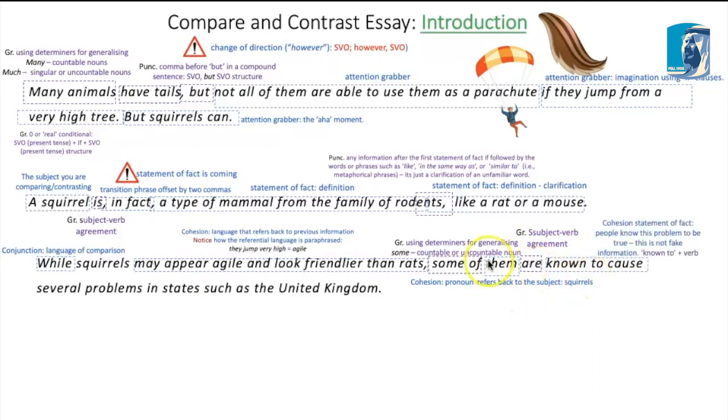Now, known to is also a phrase which is good to use in your writing when you are talking about a very well-known problem. So, smoking is known to cause cancer. So, known to harm people. So, known to plus a verb is very good when you are trying to indicate a problem that is very well known and it's not fake information. So some of these schools are known to cause problems.